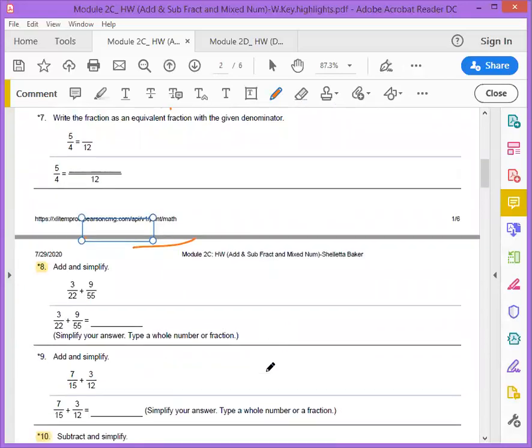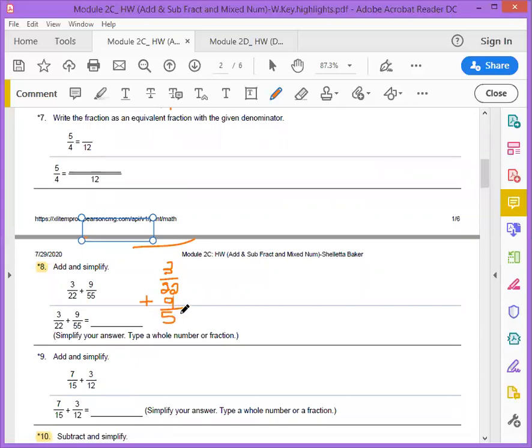All right, let's look at number 8. Now look, we're asked to add 3 divided by 22 plus 9 divided by 55. Notice our denominators are not the same, so we can't just simply add across. We have to get the common denominator. So I'm going to rewrite these fractions on top of each other vertically. So 3 divided by 22, we're adding 9 divided by 55.